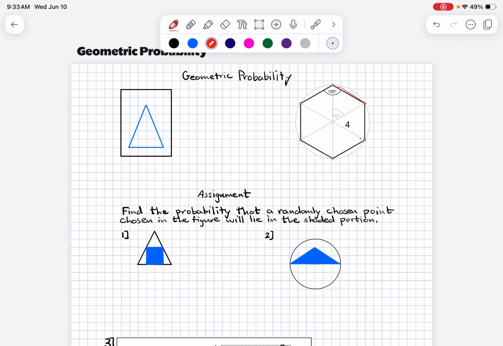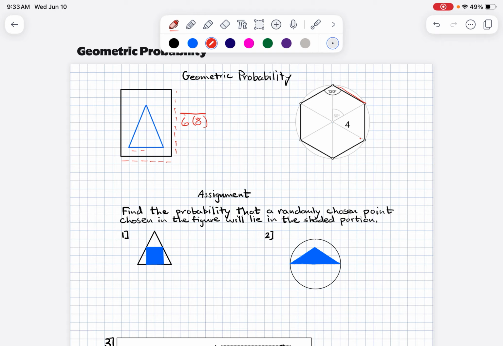So here's what we do. We take the big area. The big area is the area of this rectangle, and you notice it's 1, 2, 3, 4, 5, 6 times 1, 2, 3, 4, 5, 6, 7, 8. 6 times 8. And then we calculate the area for the numerator, the area of the triangle.